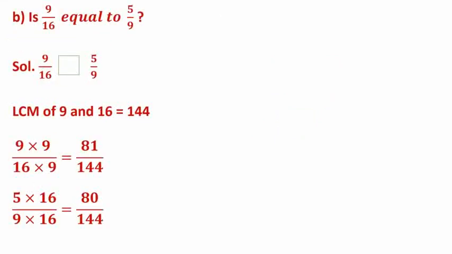Next question is 9 by 16 equal to 5 by 9? So similarly, children, we'll go for the LCM of 9 and 16. We get 144. So what number will multiply to the denominator 16 to get the denominator 144? That is 9. So when we are multiplying both the numerator and denominator by 9, we are getting 81 by 144. And again the next fraction is 5 by 9, we are multiplying it by 16, both numerator and denominator, and we get the fraction as 80 by 144.